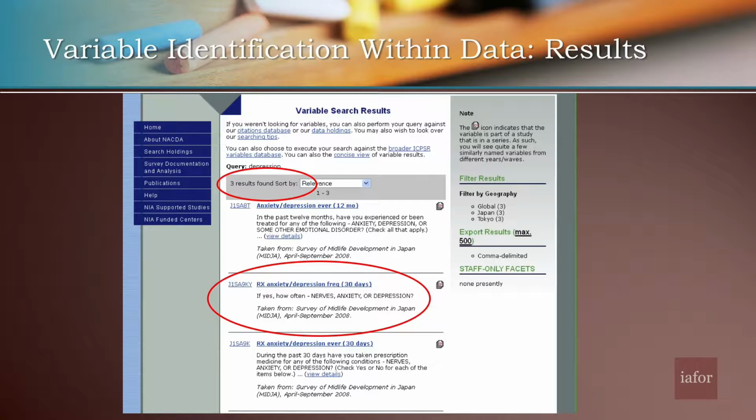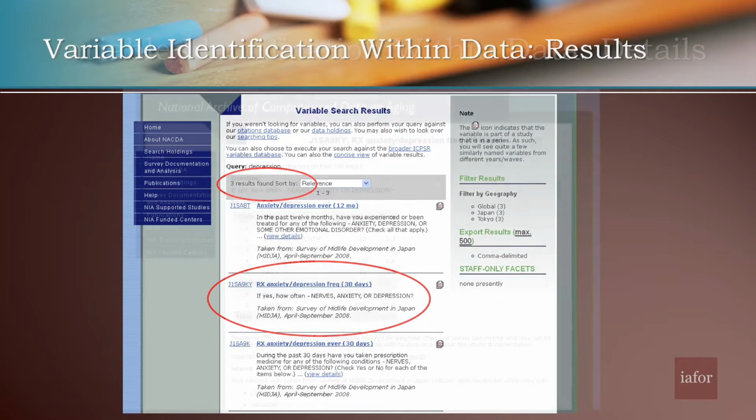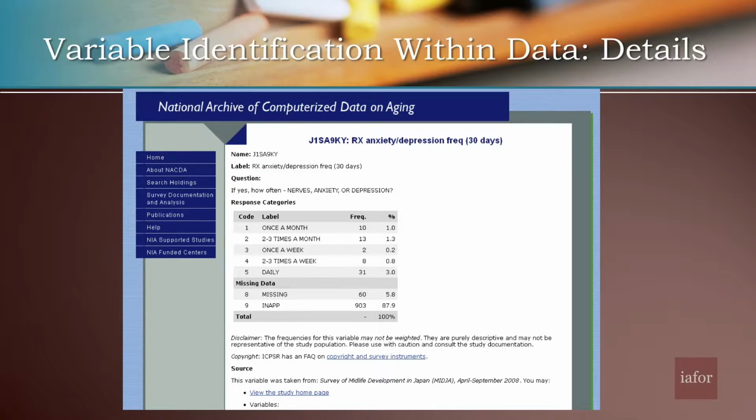And if you're interested in seeing the specific variable, anxiety, depression, past 30 days, you would click on that link, and it would give you the variable distribution. Not surprisingly, the skip pattern finds that about 88% of the population did not report any anxiety at all. But among those that did, you can see if there's enough cases for it to be useful for your analysis purposes.